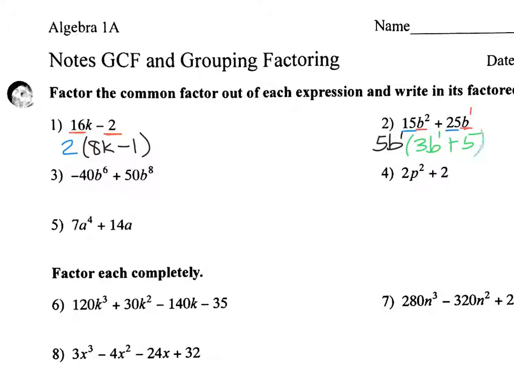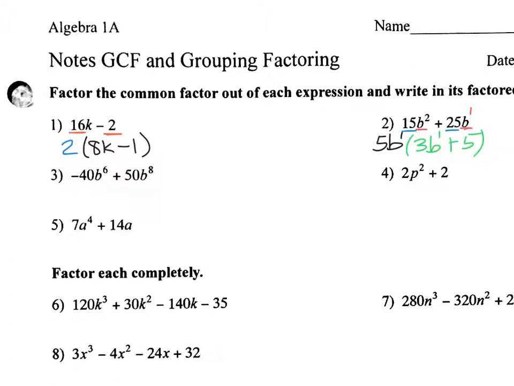So again, one way to check this is always go back and do distributive property over. B times B gives me B squared. 5 times 3 gives me 15. 5 times 5 is 25. B gives me the single B there. Okay, let's keep going.